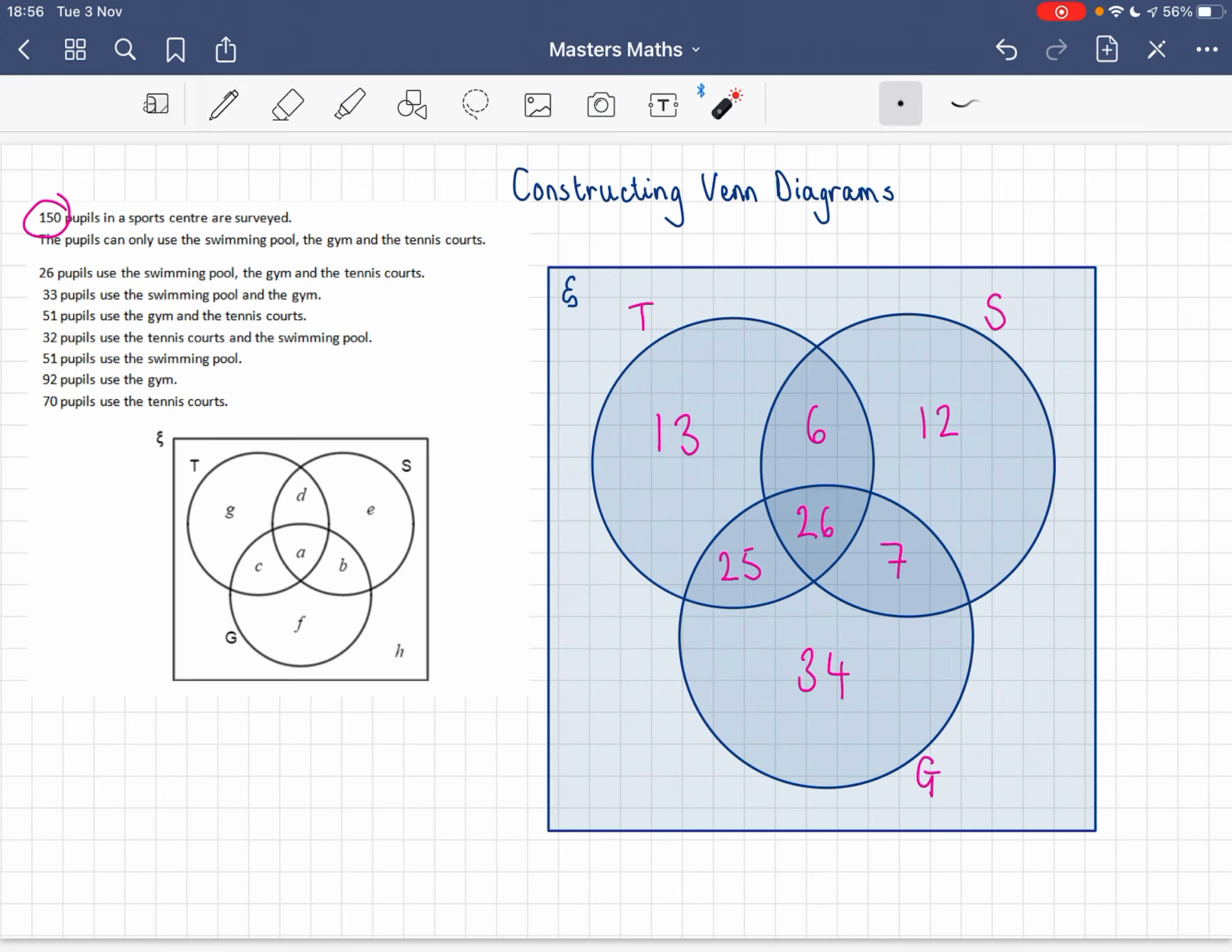13, add 6, add 12, add 25, add 26, add 7, add 34. Gives us 123 students altogether. So we need to account for the remaining 27 to make it up to 150. So I have 150 in the box altogether. So I have to do 150 take away 123 gives me 27. Yeah, 27. So that needs to go in the universal set in the box on its own because they don't fit into any of the circles.